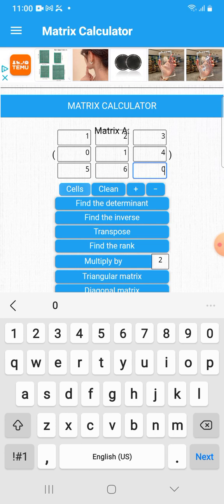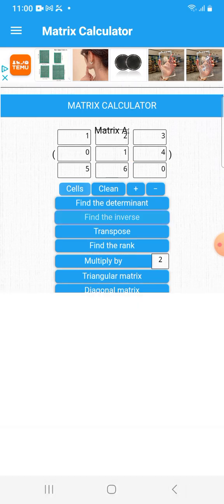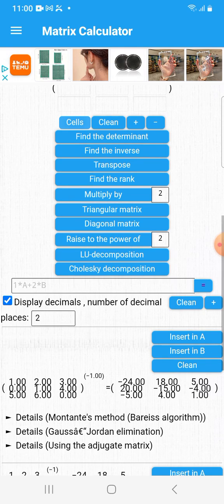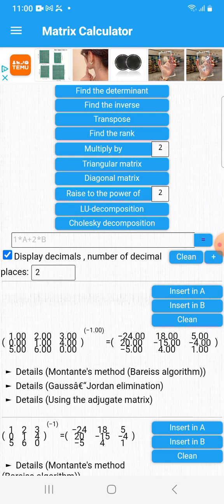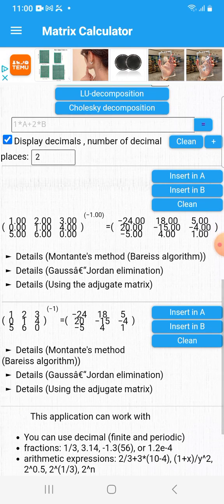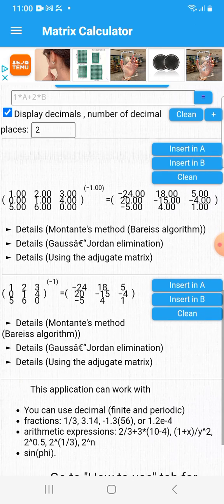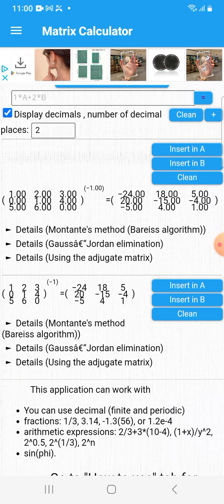Fantastic. I can just find the inverse straight. All I have to press is find inverse. Let's see. Yes, it has calculated it here. I think you can see the inverse here. If you compare it with what we have, it is minus 24, 18, 5, 20, minus 15, minus 4, minus 5, 4, and 1. That's all.